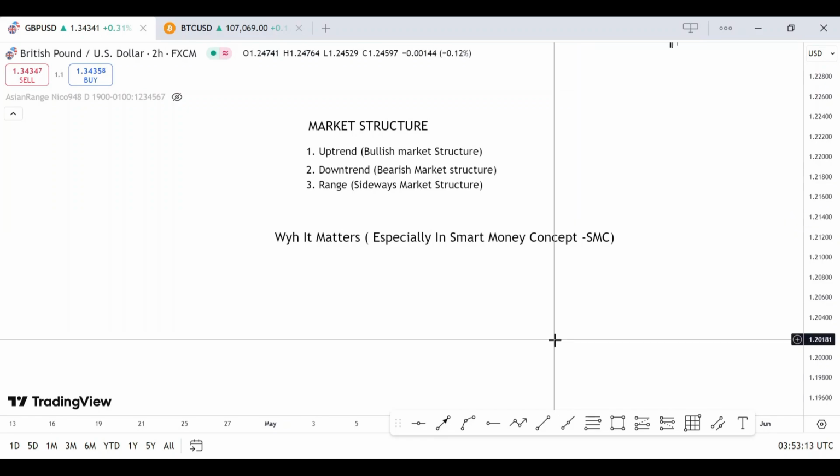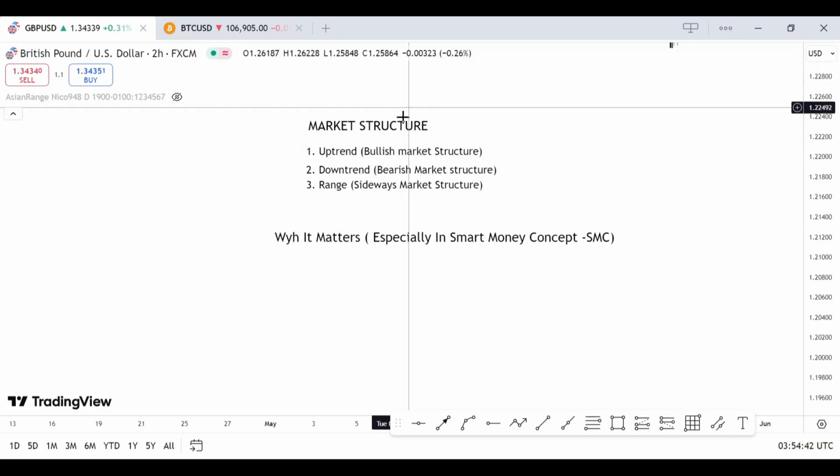So what is market structure? Market structure refers to the way price moves on the chart and how it forms trends and patterns over time. Understanding market structure helps traders identify the current market trend, potential reversals and key trading opportunities.